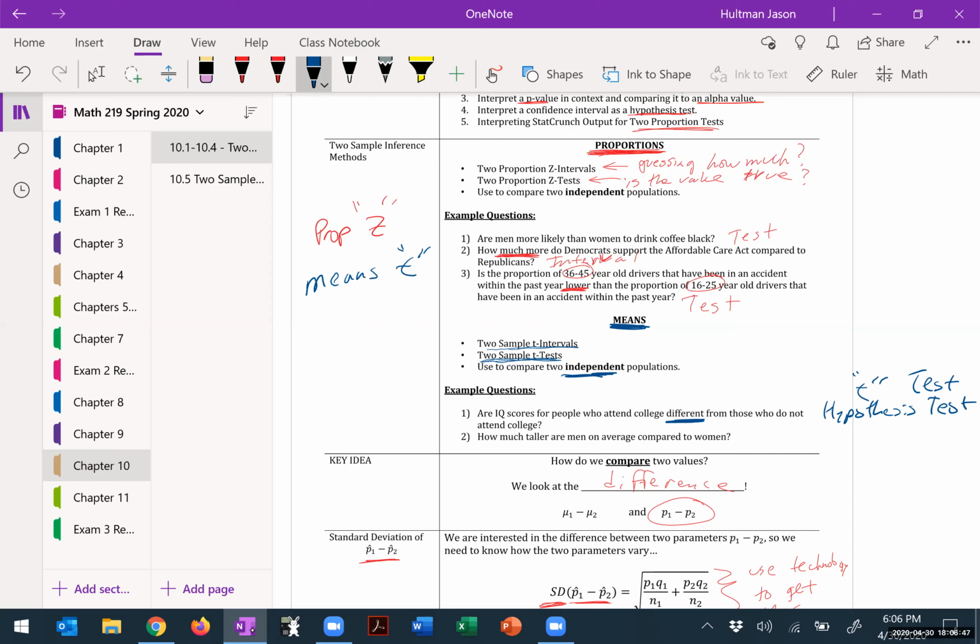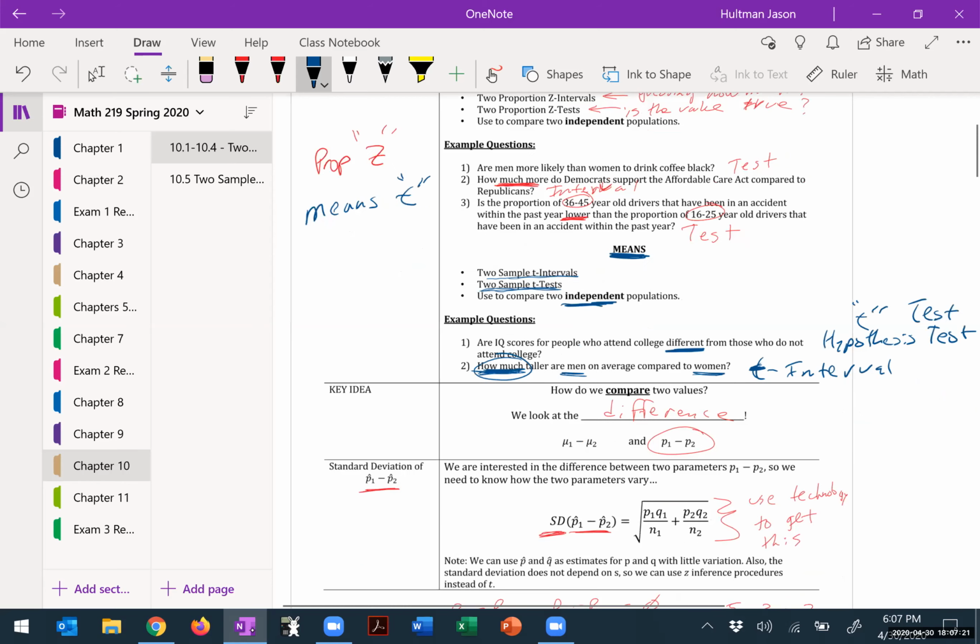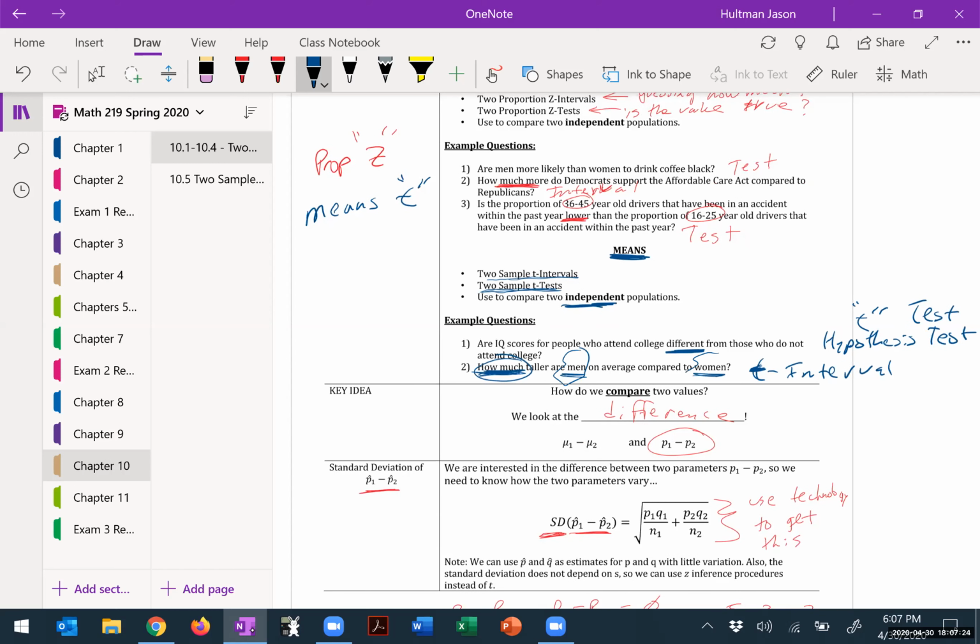Now this number 2 is asking me how much. It's looking for a value or a range of values. It says how much taller are men on average compared to women? We're comparing the men to the women, and how much taller. We're looking for a value. When we're looking for a value, then this is an interval, or a t interval. This is a confidence interval. We'd find the means for men and compare them to the means for women, the average for men and the average for women.